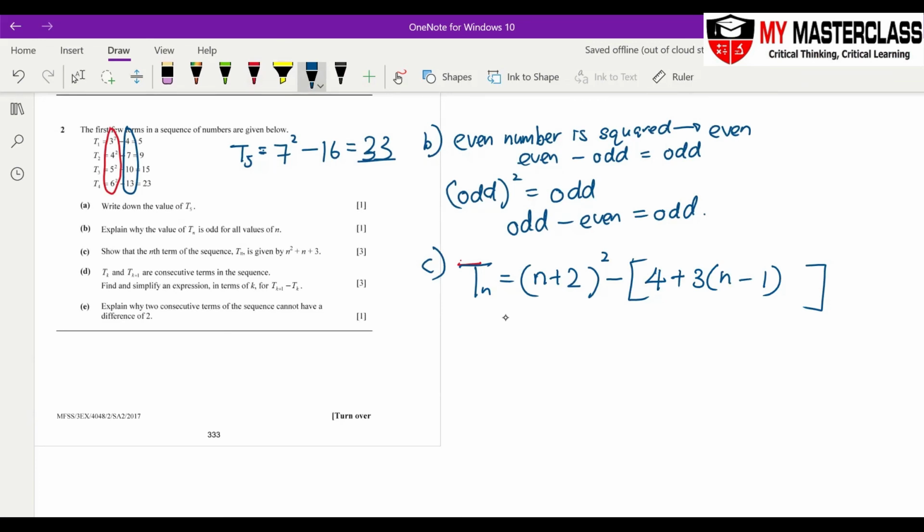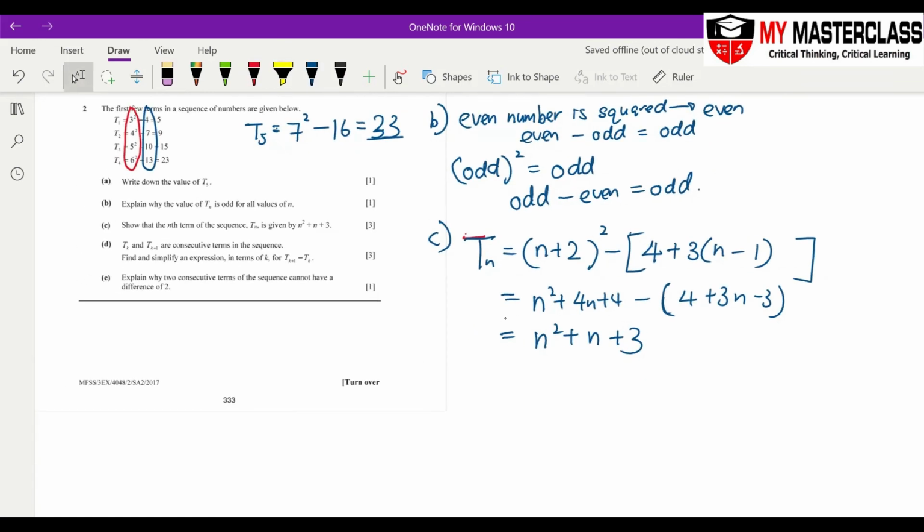Say again. Why is it not negative? Because my minus is on the outside. I'm taking 4, 7, 10, 13 only. Understand? Okay, then now you expand: n squared plus 4n plus 4 minus 4 plus 3n minus 3. That's where you get n squared plus n plus 3.